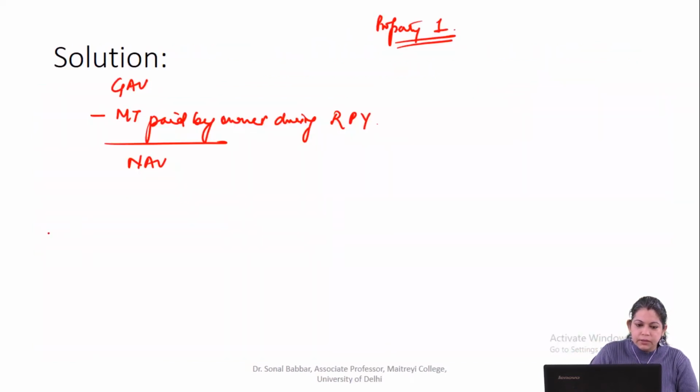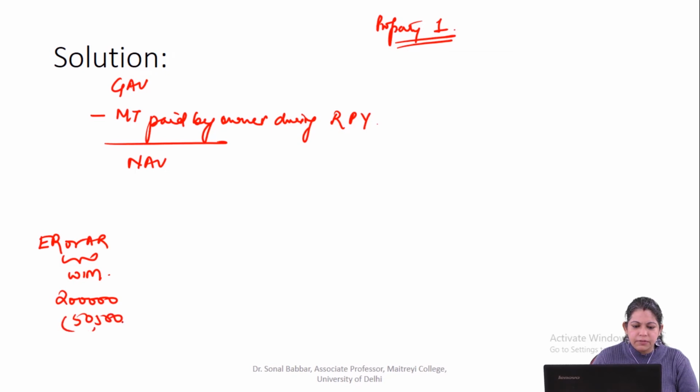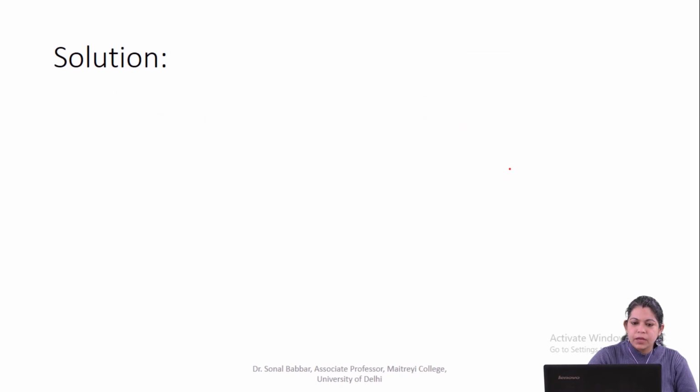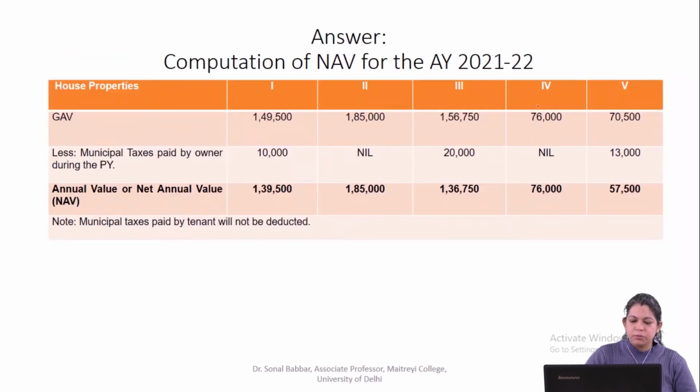So we get GAV: ER or AR, whichever is more, is taken. So 2 lakh, and the loss due to vacancy is 50,500, making GAV 1,49,500. So we write 1,49,500 here and subtract the municipal taxes paid by the owner, which is 10,000 rupees. So NAV comes as 1,39,500.